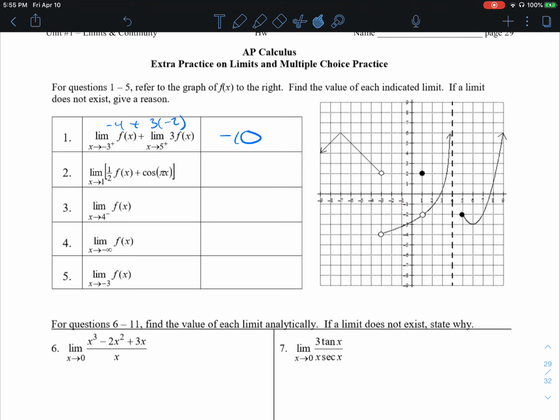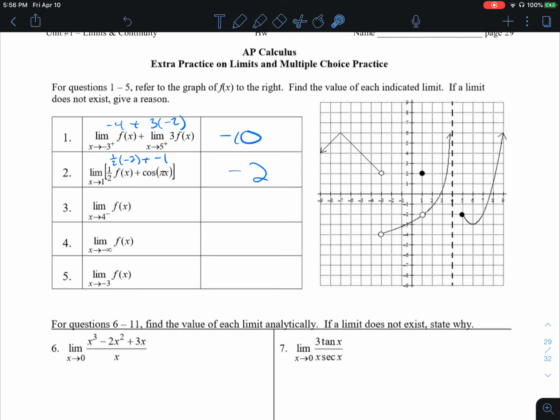This next one, x is approaching 1. So for function f, if you approach 1 from the left or the right, it's -2. So it's going to be 1/2 times -2 plus, put 1 in here for x. What's cosine of 1? That's -1. So that's going to be -1 plus a -1. That's going to be -2.